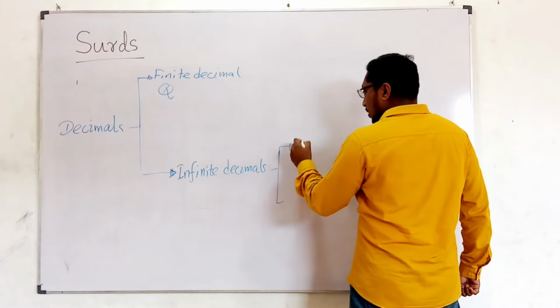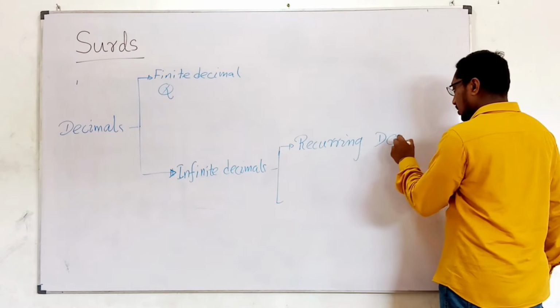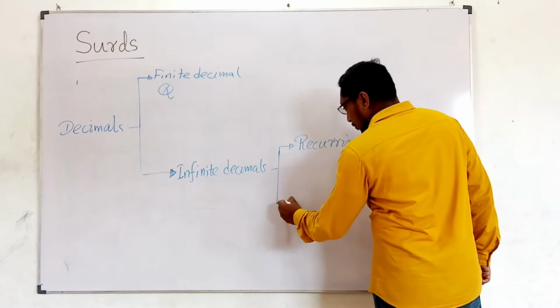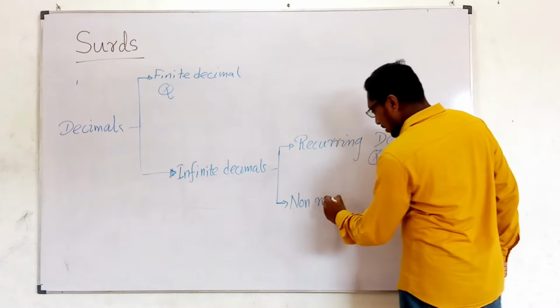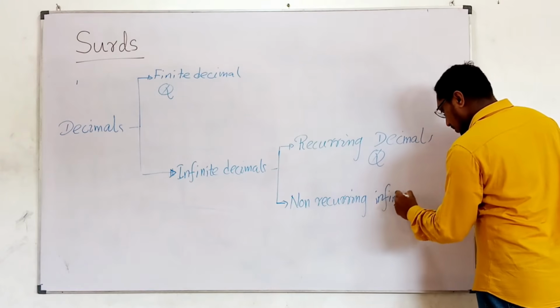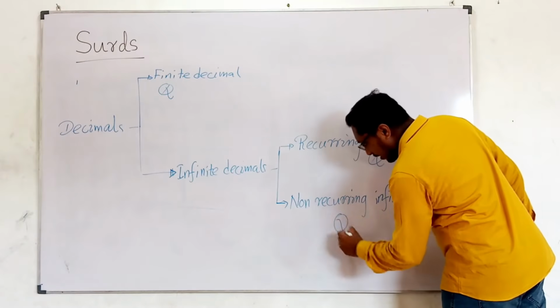We then divided infinite decimals into two categories. Recurring decimals, which we again put into the rational number set. And finally non-recurring infinite decimals, which we said are irrationals. So today we start from here. Non-recurring infinite decimals are irrational numbers.